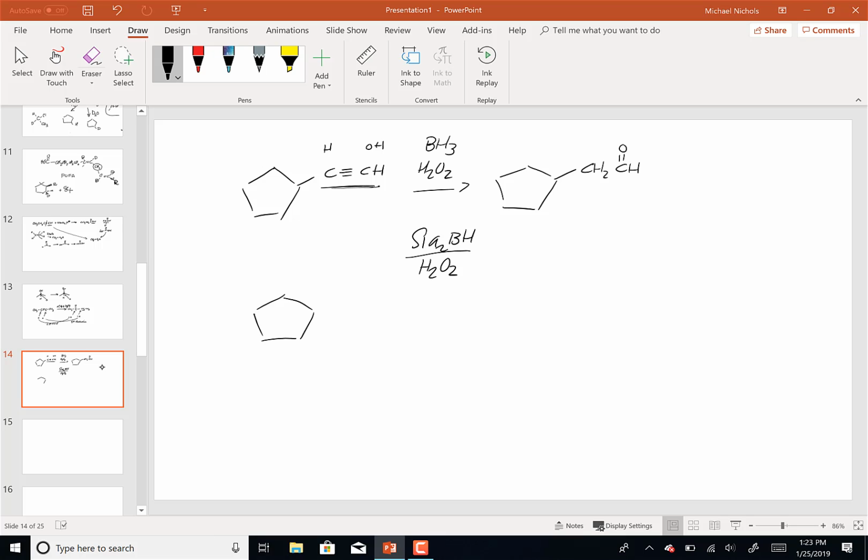Once that happens, we end up with our enol, and once we have this enol, it's going to tautomerize so that this OH group can form an aldehyde. So like I said, I would accept BH3, H2O2, but in reality, the better reagent would be sterically bulky.